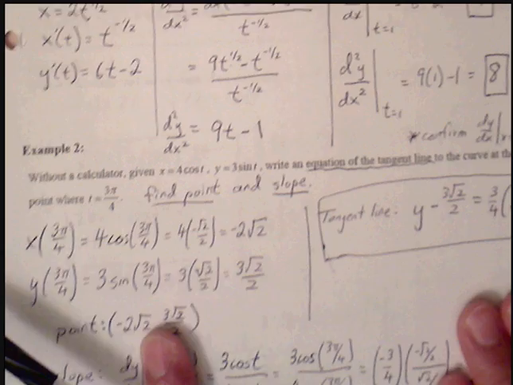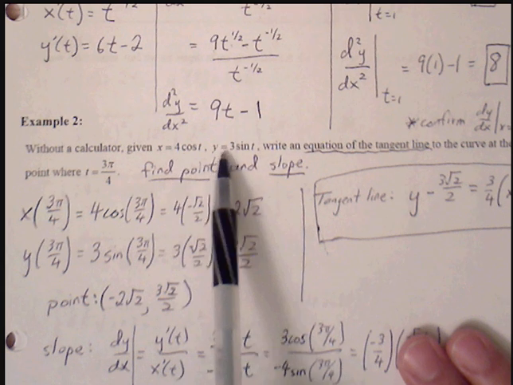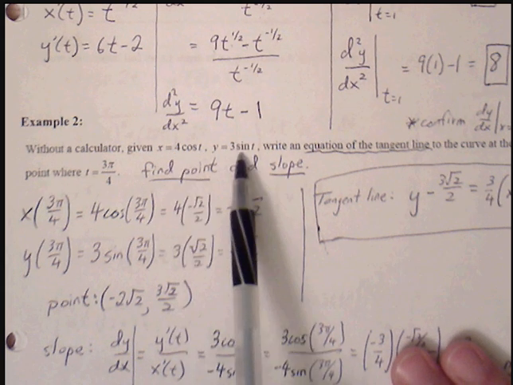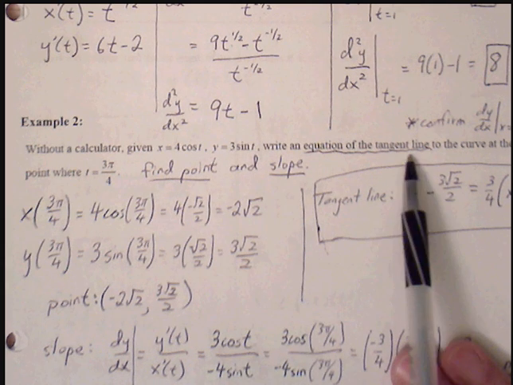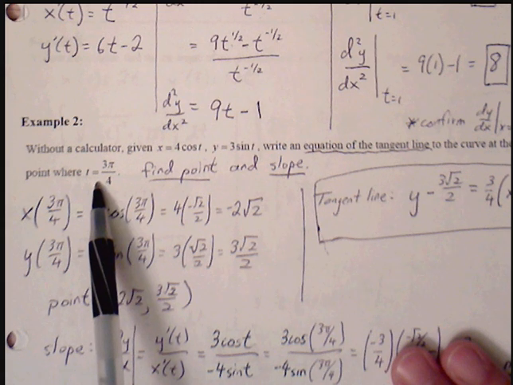Okay, so now let's look at example 2. Again, without a calculator, given our parametric equations x equals 4 cosine t and y equals 3 sine of t, write an equation of the tangent line to the curve at the point where t is equal to 3 pi over 4.